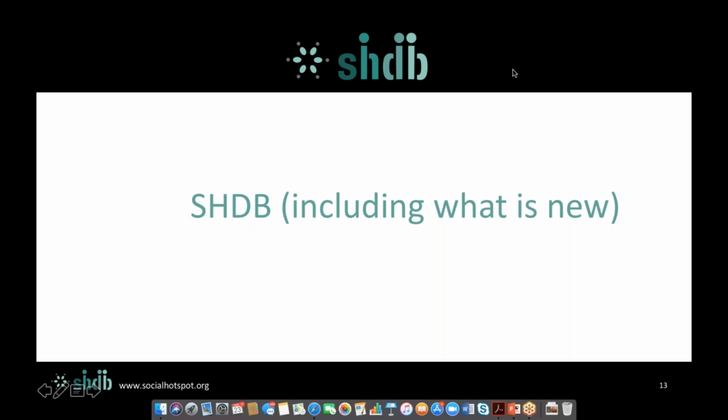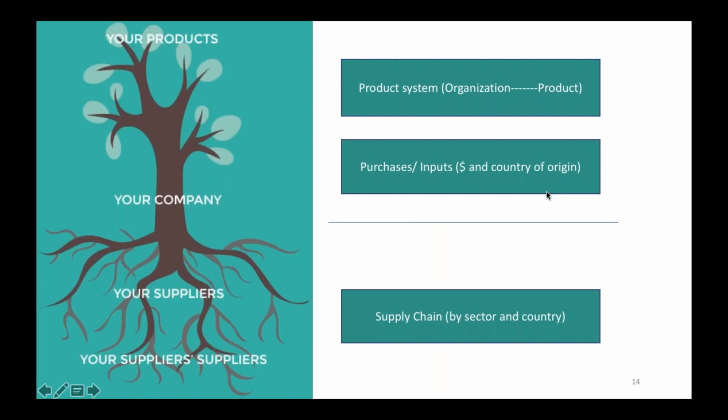Thanks, Ruba. So we will now dive into the Social Hotspot Database. When you start to conduct a social life cycle assessment, the first thing to do, of course, is to set the goal for your study. And as part of that, you need to identify the object of your study. It can be an organization, it can be a product, it can be anything in between, like an organization division or a portfolio of products.